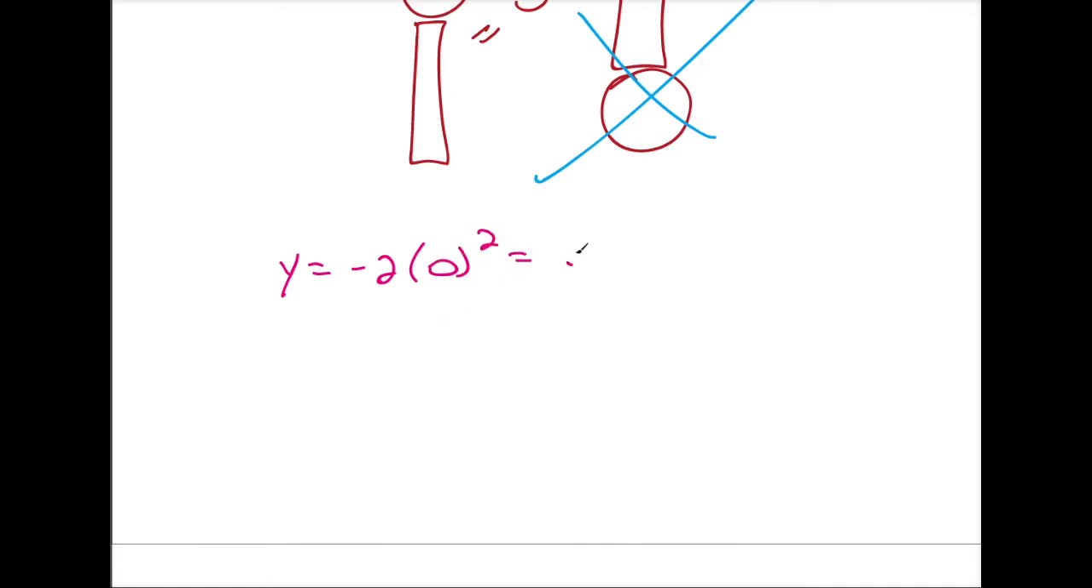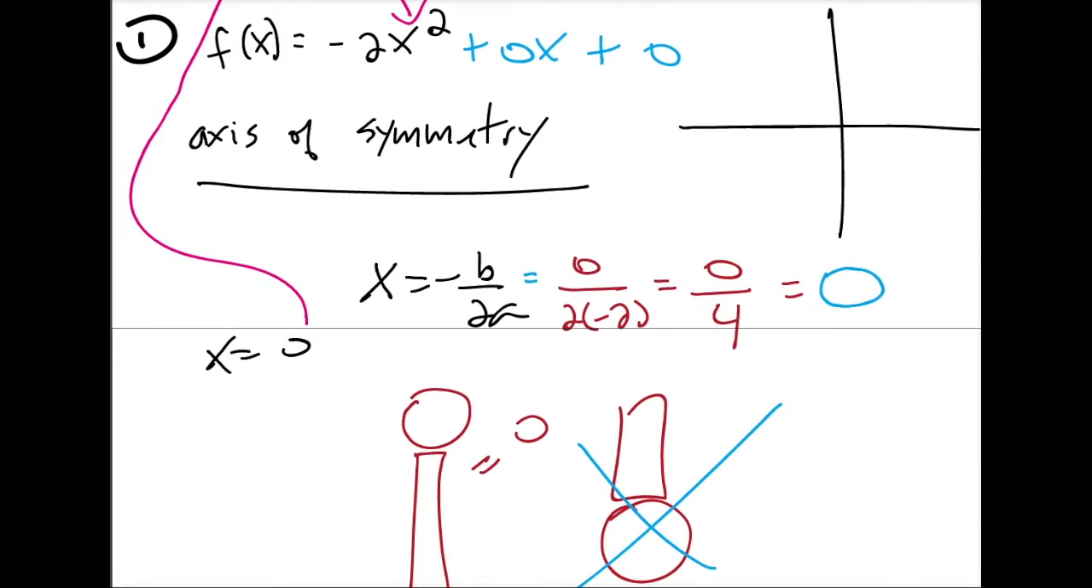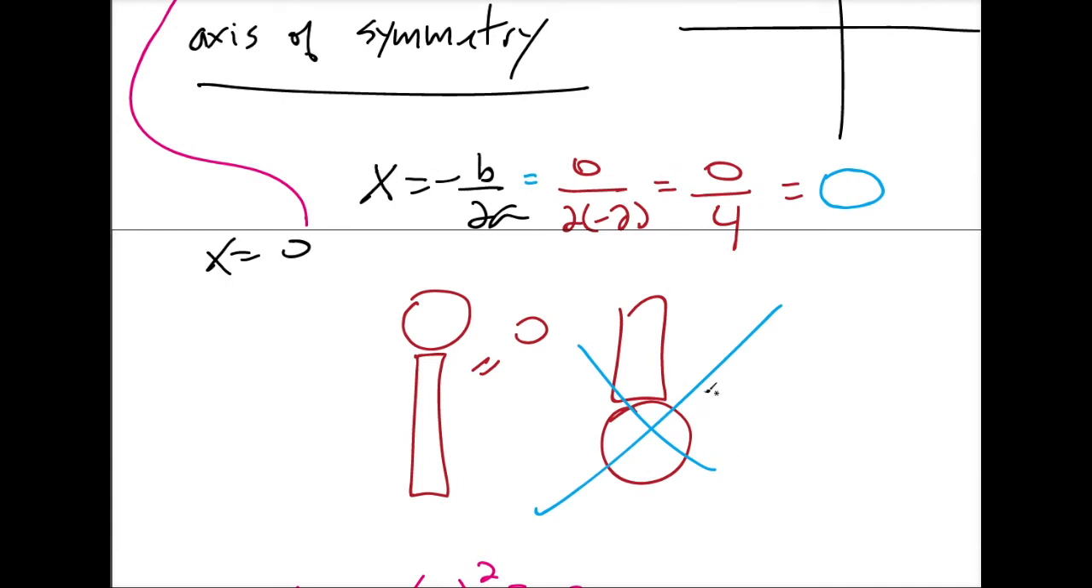0. So to get it right on the test, what is your axis of symmetry? X equals 0? Yeah, you always have to say x equals. So axis of symmetry, it's because it's a line. Axis of symmetry is x equals 0. 1 point.